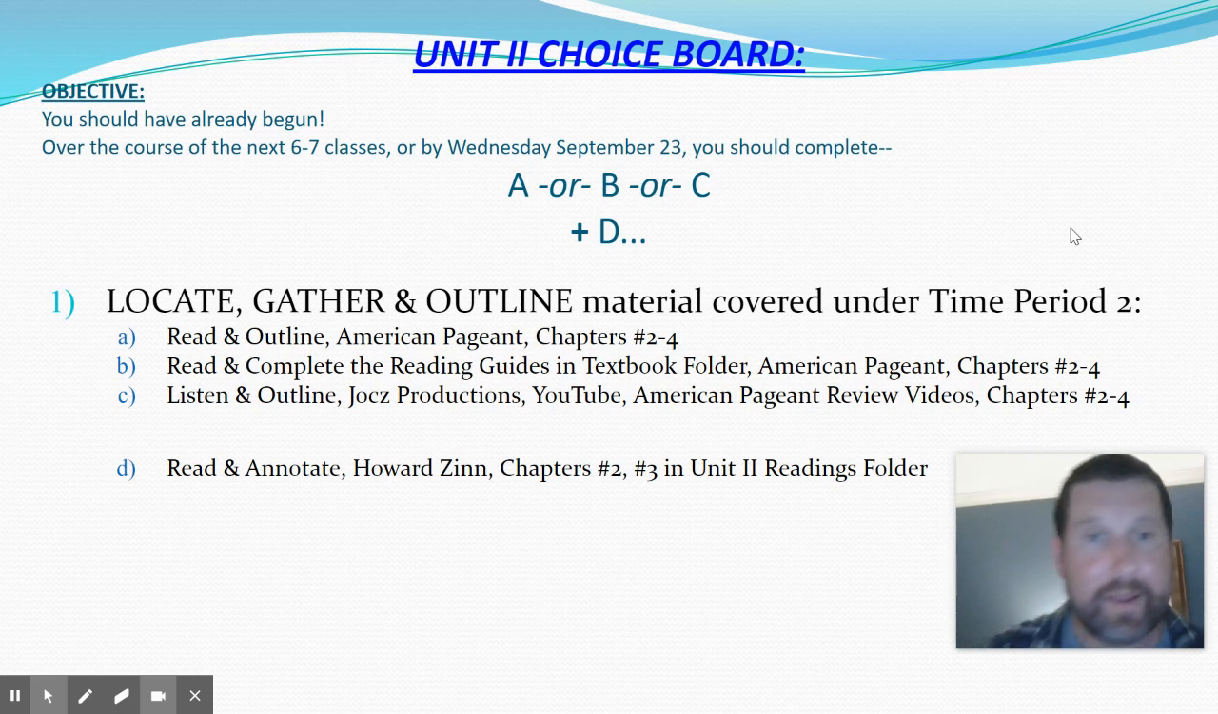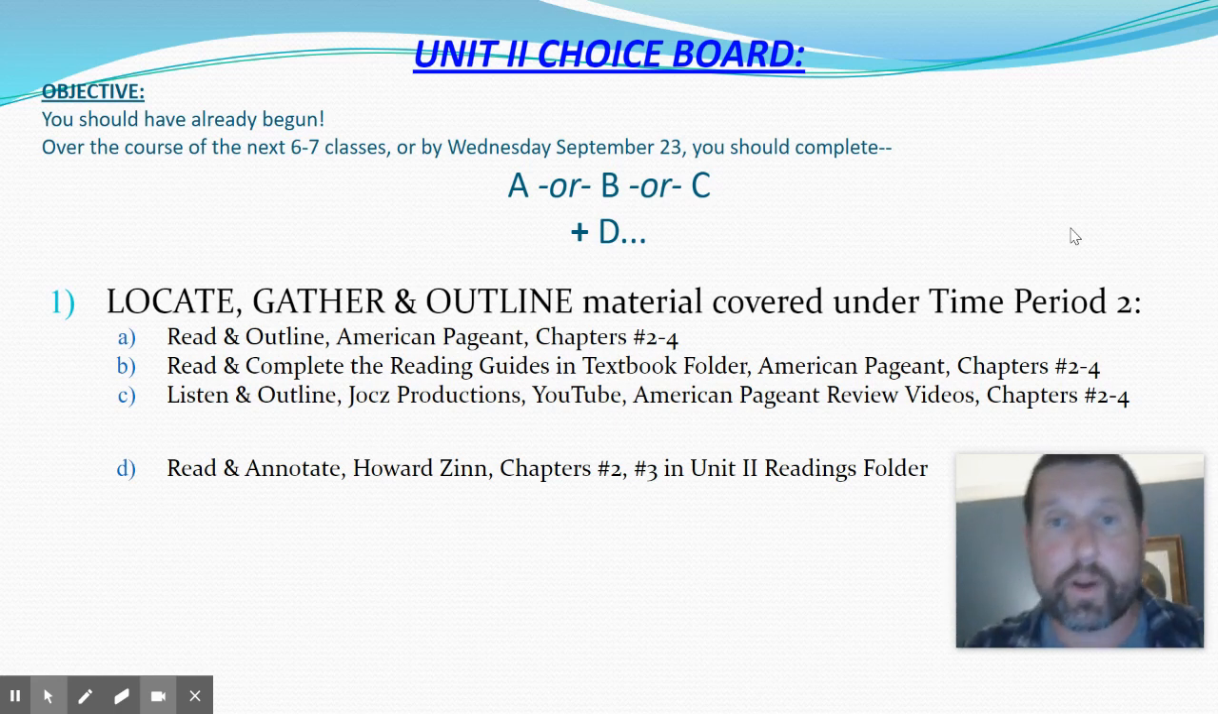And when you're done with that, continue your ongoing work on your choice board with our textbook and with Howard Zinn. That is all I got for you today.